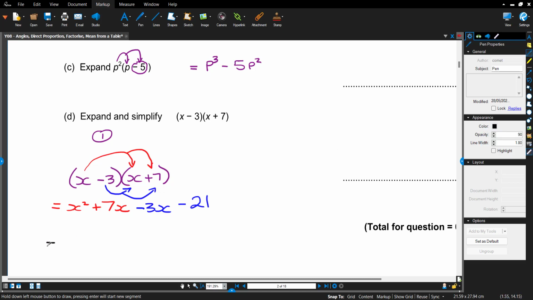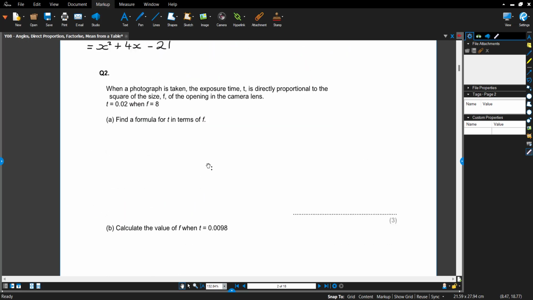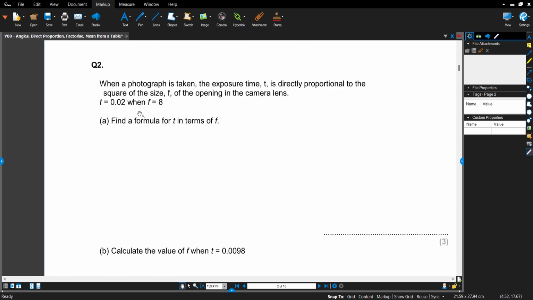Well, that equals, we've x squared here. Do we have any other x squared? No. We've 7x here. Do we have any other just x's yet? We have -3x. So we have +7x and we have -3x, so that will give us +4x. And then we have -21. And that is your answer. Okay, so you just put it wherever. That's it. Okay, we'll move on to direct proportion.